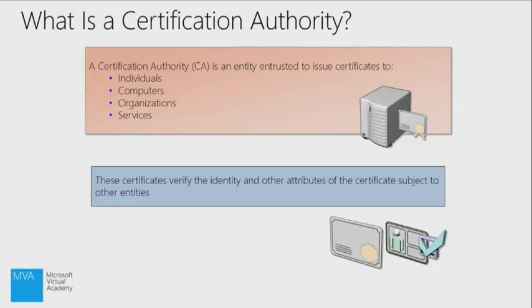What is a certification authority? It's an entity entrusted to issue certificates. That's it. It is, in this instance, essentially a computer that we have said is going to be allowed to issue certificates to individuals or users, computers, servers, the organization, and network devices in some cases, if necessary or required or requested. These certificates verify the identity and other attributes of the certificate subject to other entities.